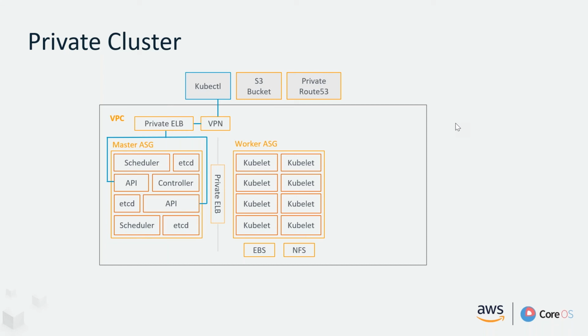So this is what that looks like when you use kubectl, which is the Kubernetes command line utility, from, say, your laptop, you're a developer. You go in and talk to the API server through the VPC's public ELB.